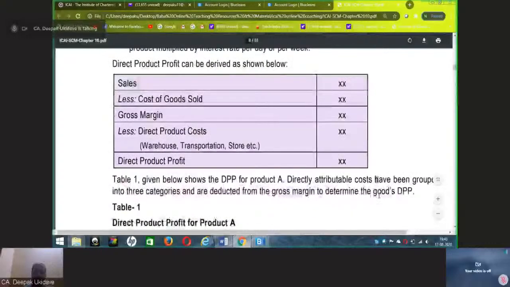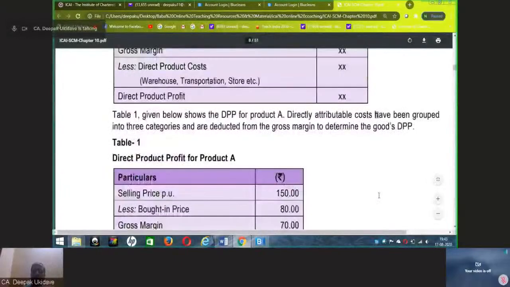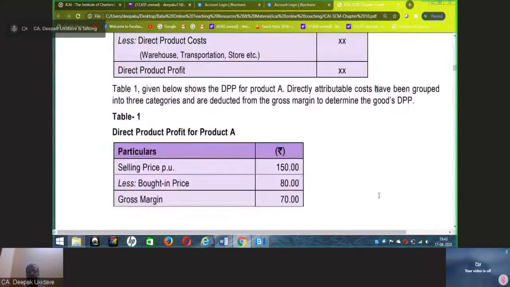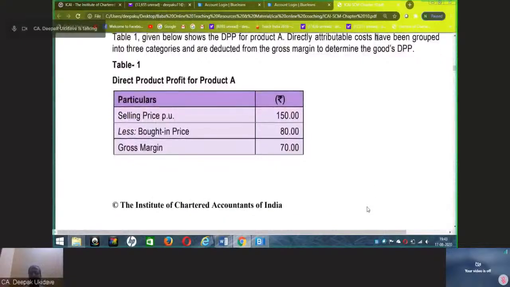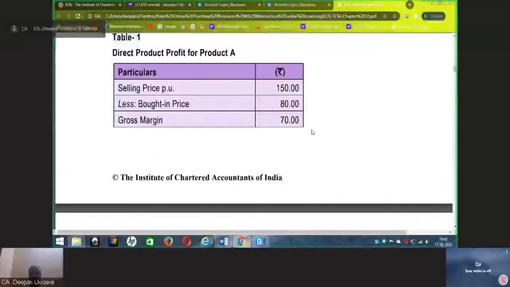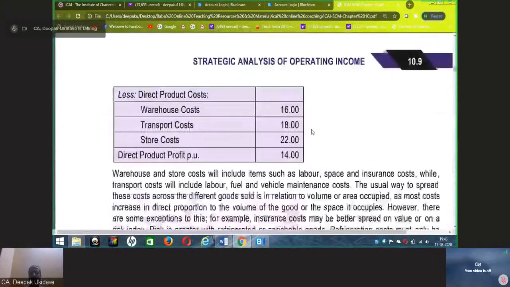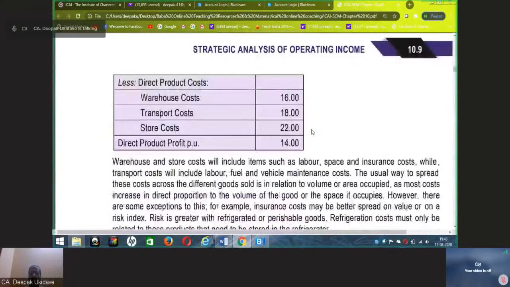Table 1 shows the numerical figures along with this format, so it is explained further with figures. The direct product profitability statement looks like this. Selling price is 150 minus bought in price of 80, so gross margin is 70. That is the traditional method. Less direct product cost, we deduct warehouse cost, transport cost and storage cost. You can check the calculation: 16 plus 18 plus 22. All these three direct product costs you subtract from gross margin 70 and you get direct product profit, that is 14 rupees.